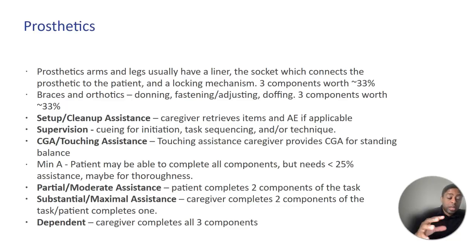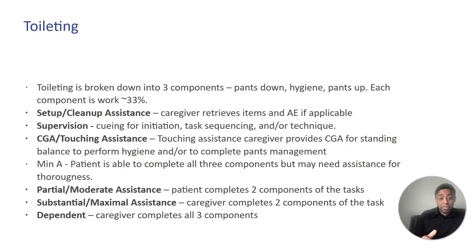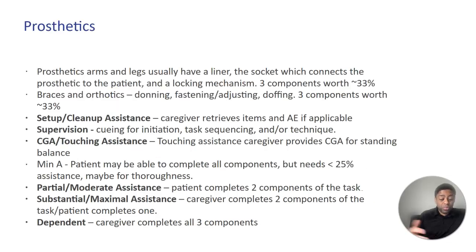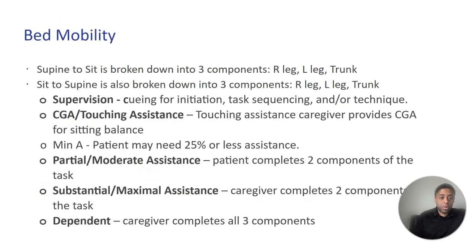Now, in this scenario though, the traditional prosthetics, which we see more often, is what we're considering. So in this case, there is the donning, there is the adjusting piece, and there is the doffing piece, right? So there are 3 components, 33% each. So when we consider that, it essentially is the same as the toileting, right? And so we're not going to go into more specifics of that. You can apply the same principle as the toileting to this because it is 3 components.